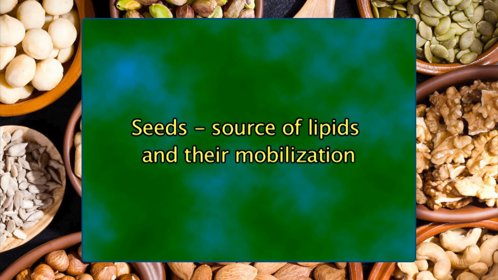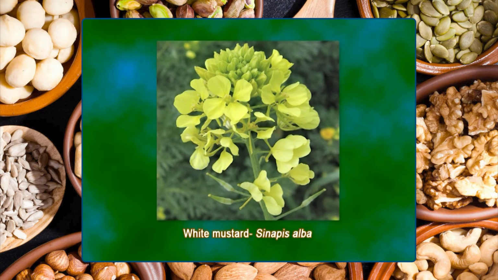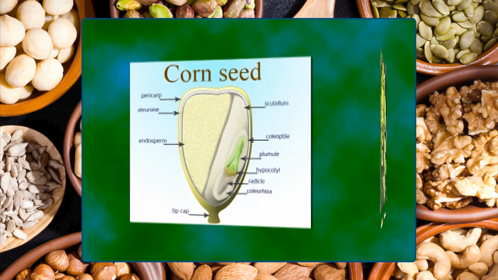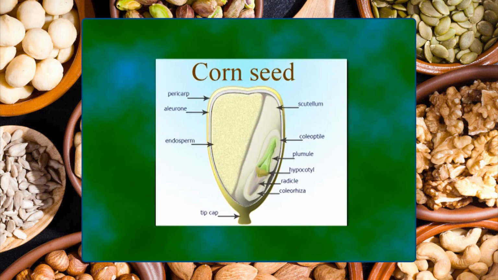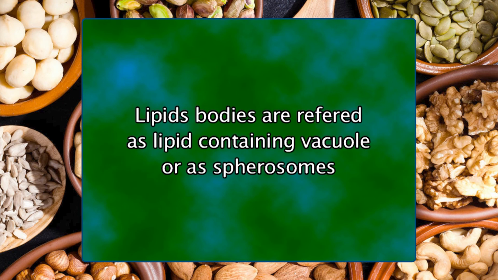Now, seeds as a source of lipids and their mobilization. Lipids appear in the form of oil bodies in the cytoplasm of oil storing tissues, as for example in cotyledons of white mustard or in scutella of cereals. Lipid bodies are also referred to as lipid containing vacuoles or spherosomes and are assumed to have a bounding unit membrane or half of a unit membrane. Lipids are hydrolyzed in situ by lipases to yield glycerol and free fatty acids. Usually, none of the breakdown products of hydrolysis of lipids accumulate in seeds.